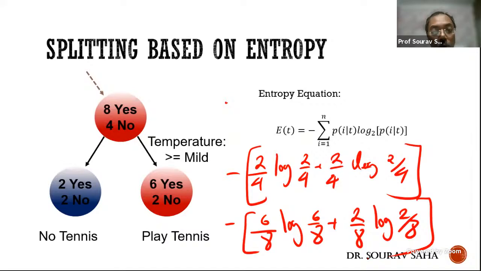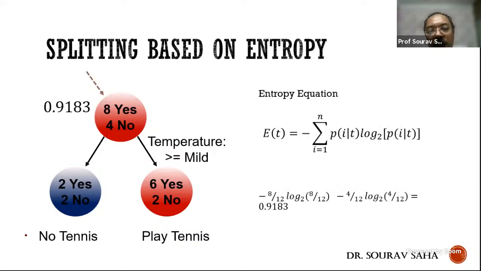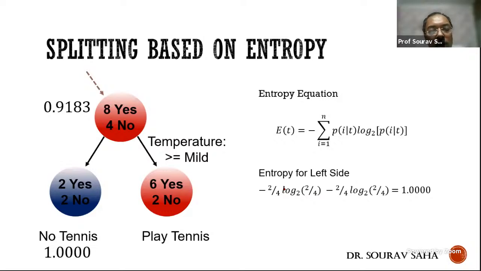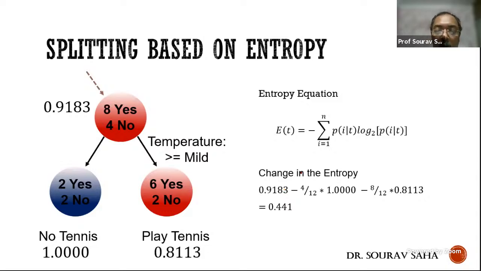Once you find out the entropy at the root, left hand side, right hand side, the method is once again the same. You find out how much reduction in entropy has happened. So in the root node, the entropy is 0.9183. On the left hand side, entropy is 1. Right? Both the decisions are with equal proportion, maximum entropy 1. On the right hand side, entropy is 0.8113. If I see the reduction in impurity, the change in the entropy, it is 0.441 if I split based on this temperature variable.